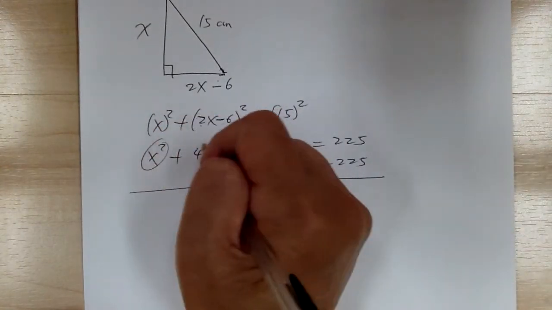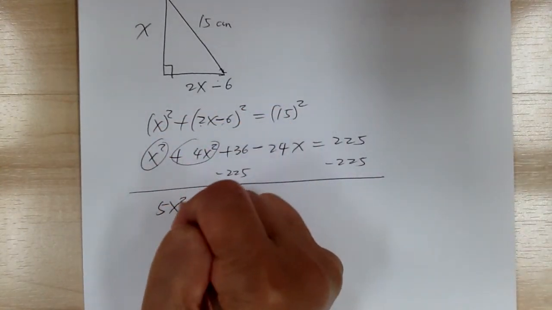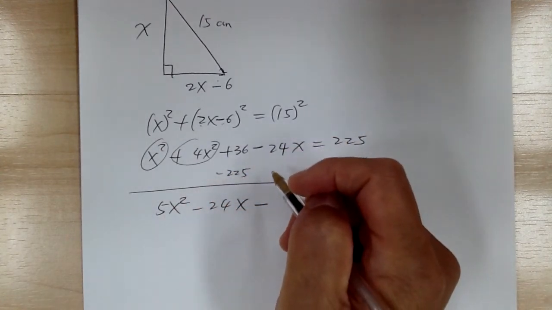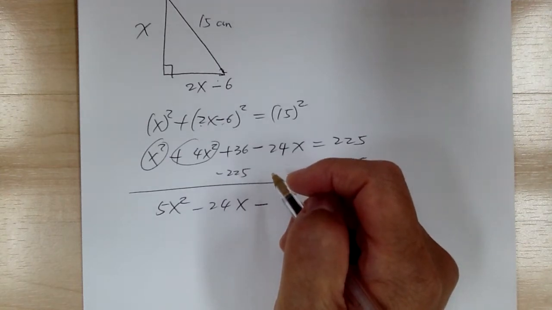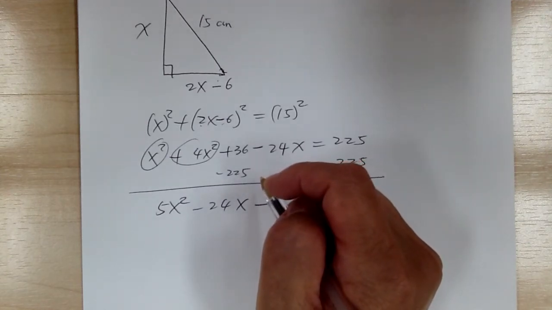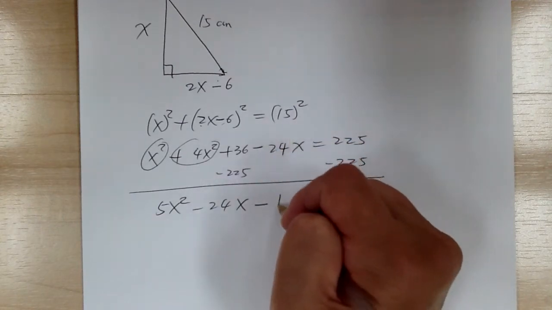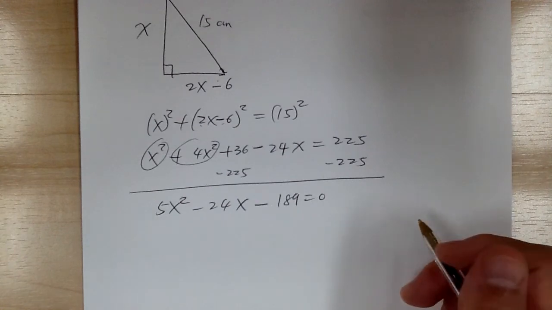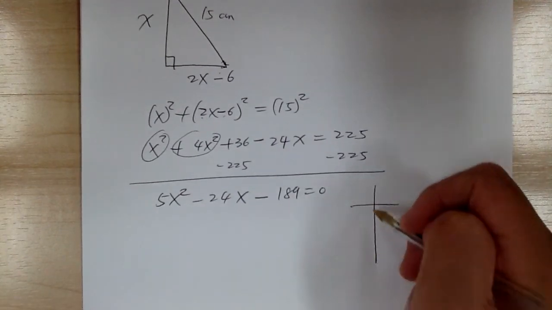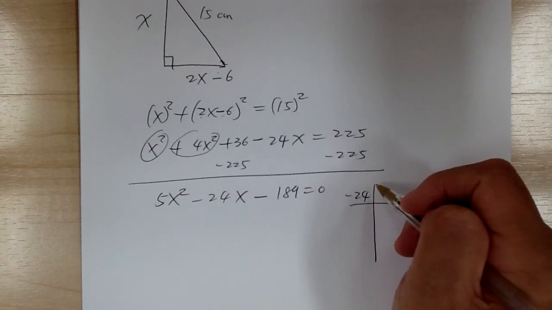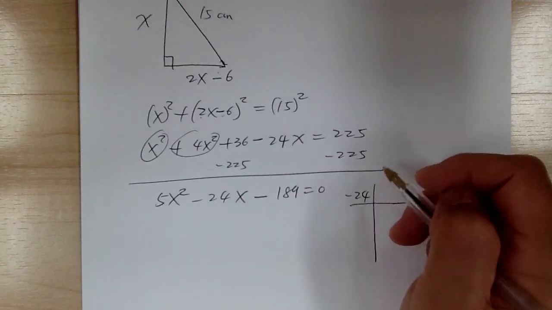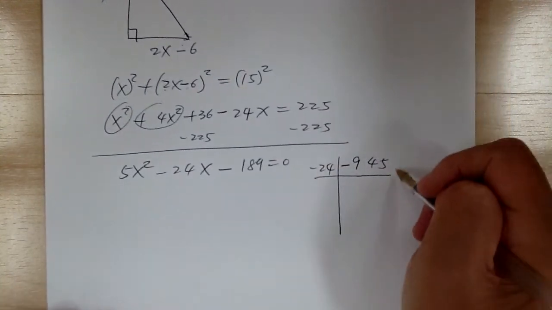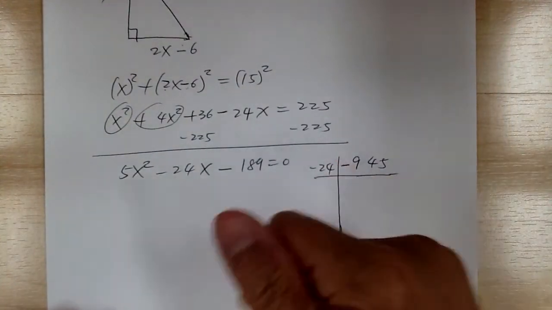Okay, so combine the like terms. This will give me 5x squared minus 24x. And this will minus, so get your calculator. So 36 minus 225. So negative 189. Okay, so these numbers get kind of big. So let's go and do the factoring. So negative 24, your massive product is going to equal to negative 945. Again, number is kind of big, but it's okay. Just go and work it through.